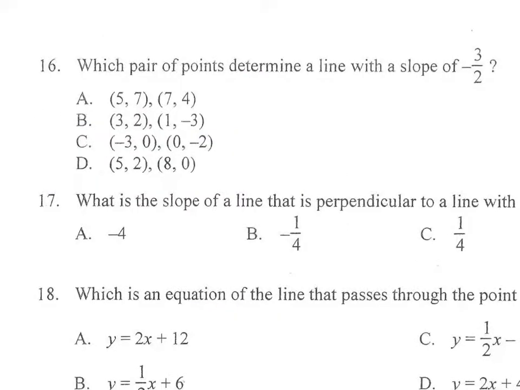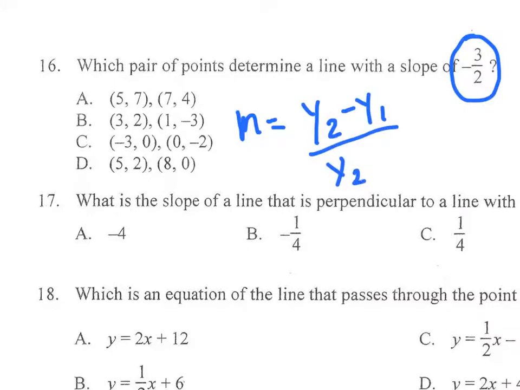On number 16, we have to figure out which set of points in A, B, C, or D will make a slope of -3/2. Remember, to find your slope, you take y2 minus y1 over x2 minus x1, okay? Hit pause and work that out.